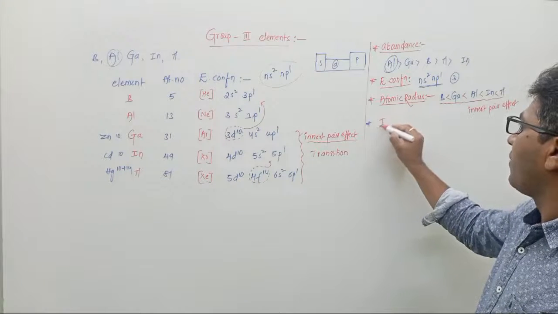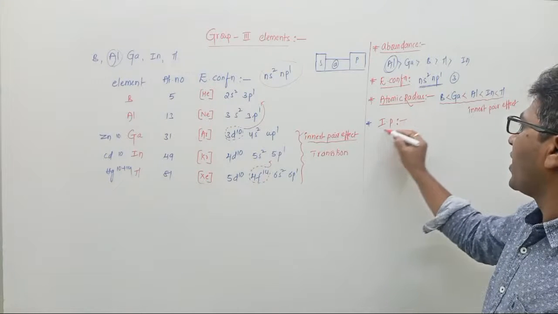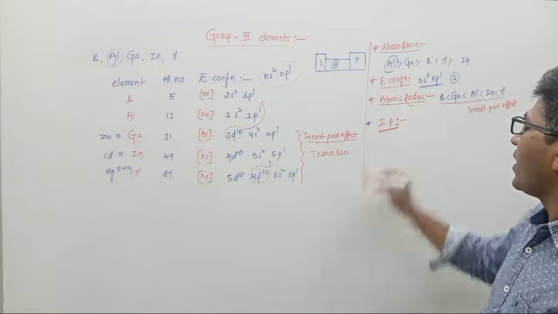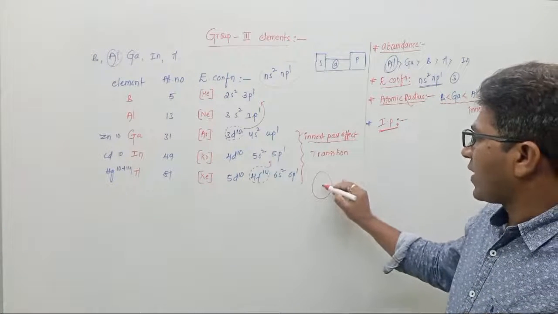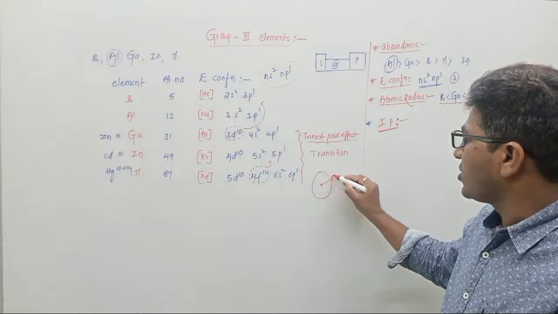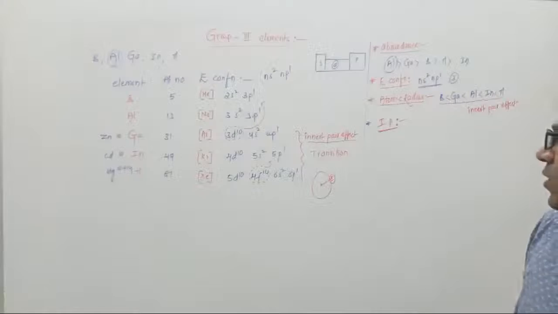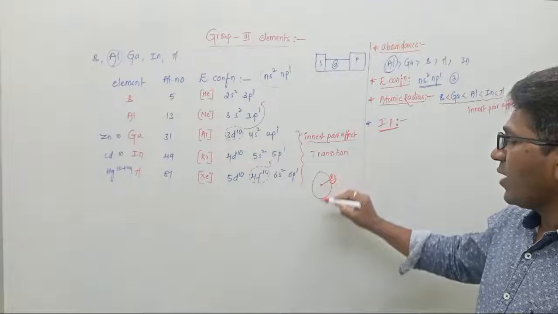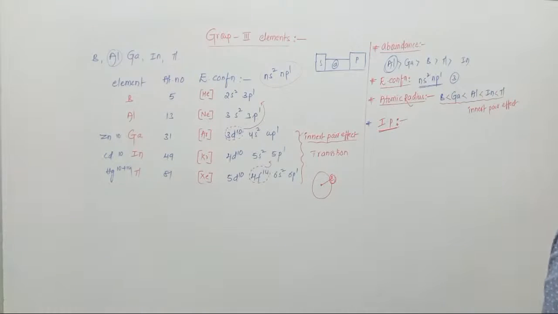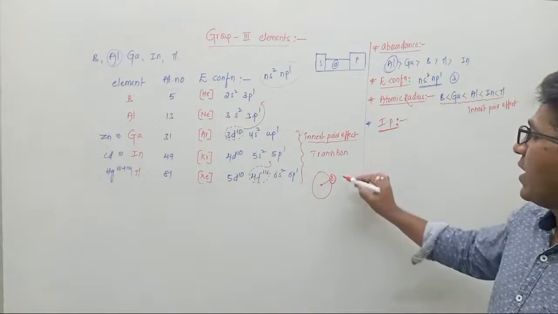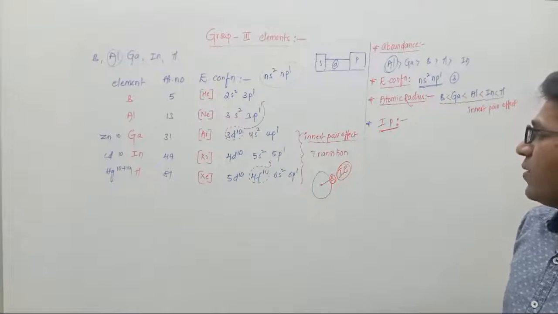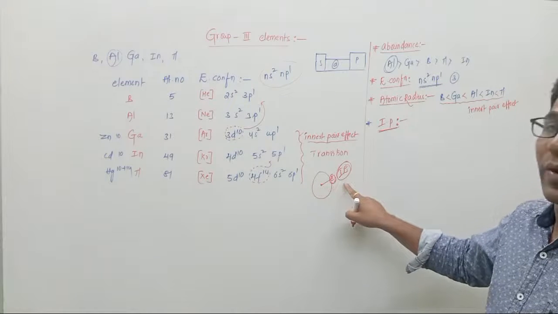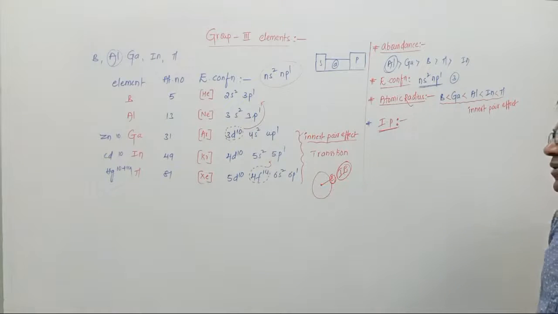Ionization energy or ionization potential. What is ionization energy? For example, this is the nucleus, and next the outermost electron. Removal of the outermost electron from an isolated gaseous atom requires some energy. That energy is known as ionization energy. The simplest definition: removal of an electron requires some energy, and that energy is known as ionization energy.